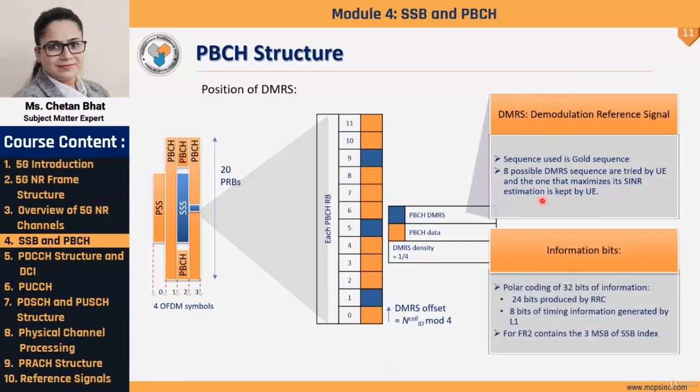So regarding the number of bits, we are using polar coding of 32 bits of information, out of which 24 bits are produced by RRC and 8 bits are the timing information which is generated by layer 1. For frequency range 2, it contains 3 MSB, or more significant bits, of the SSB index.